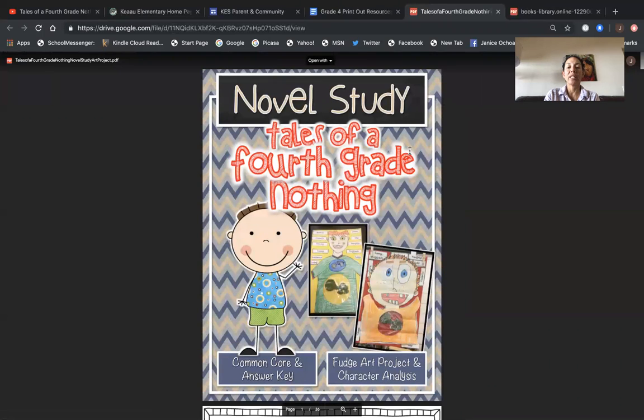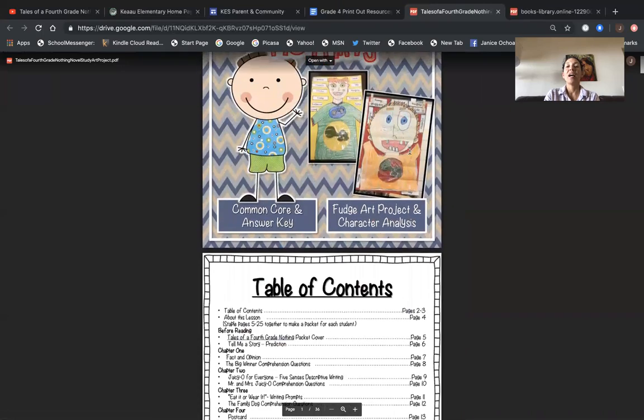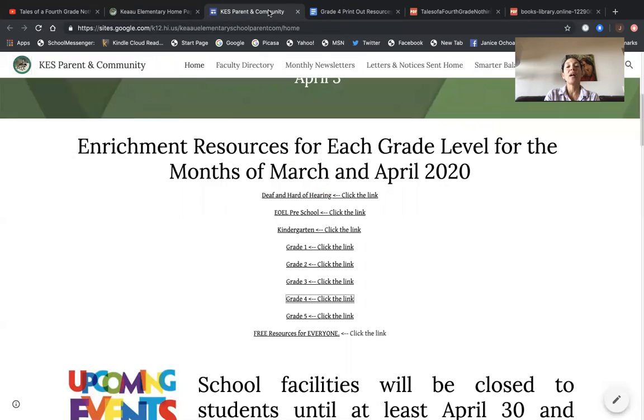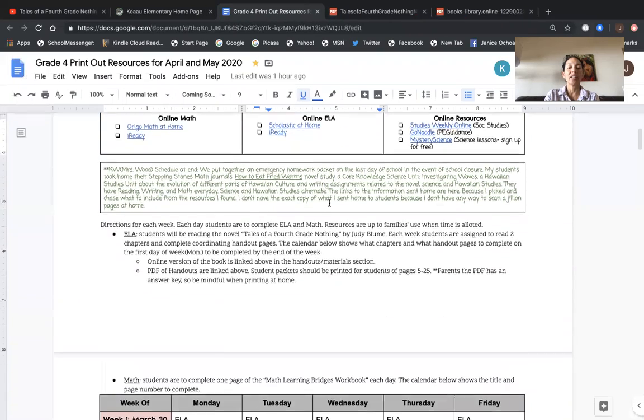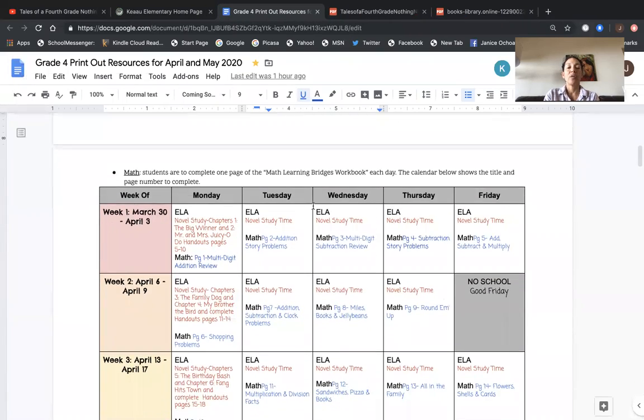According to the calendar, today we're doing pages 5 through 10. So where's the calendar, you ask? Well, I'm so glad you asked that question. The calendar is on the 2nd page. We are in week 1, so right now we are working on Monday, March 30th's handout. The novel study, chapters 1 and 2, is what we have to read today. And then, according to your 4th grade teachers, we have to do pages 5, 6, 7, 8, 9, and 10. All right, so let's go there right now.